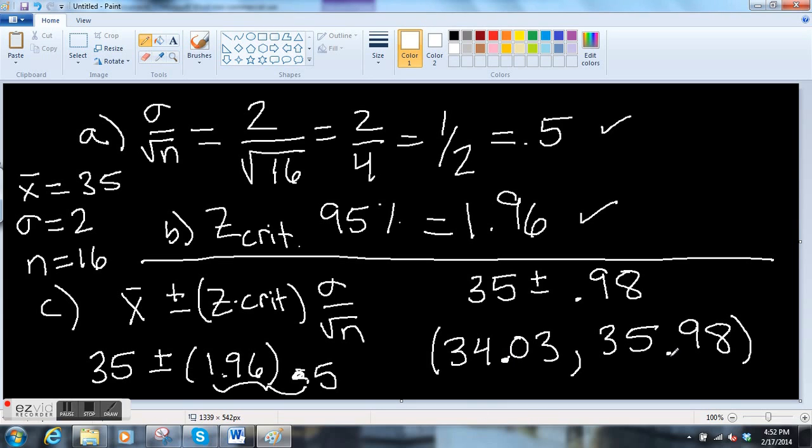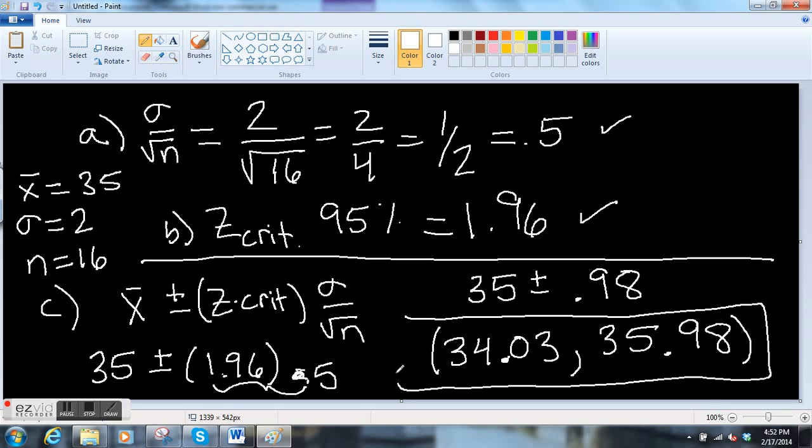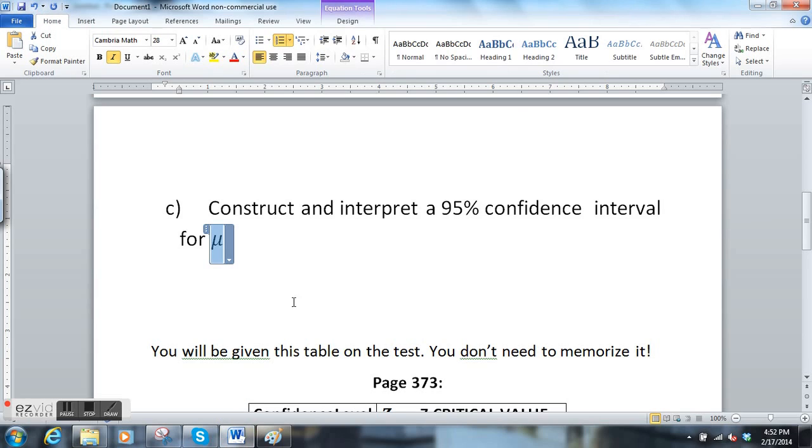So it's a pretty straightforward example. We don't know what the population mean is, but here is the confidence interval. I'll draw a red arrow. There it is, right there. That's the confidence interval. We're almost done. One more little piece. Construct and interpret. So now we have to interpret it.